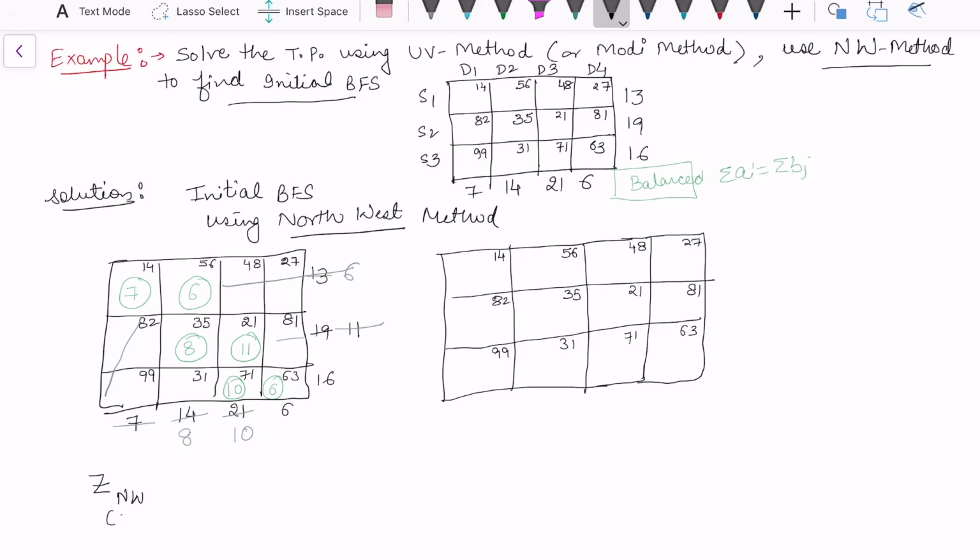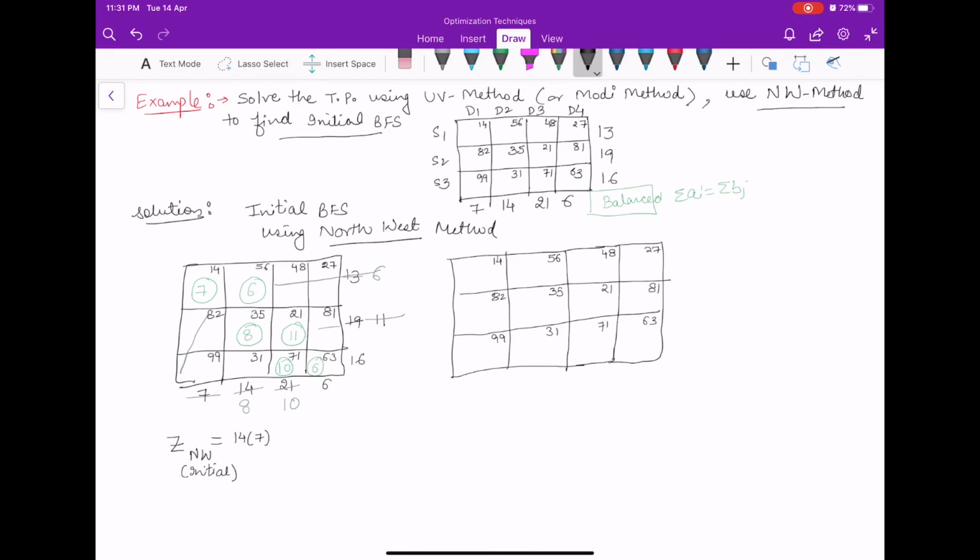Okay, so this is initial. We cannot say it is optimal until we have applied the UV method. So Z at initial, when we calculate, will be the quantity times cost of the allocation. I'm going to sum 56 into 6 plus 35 into 8 plus 21 into 11 plus 71 into 10 plus 63 into 6, and this quantity is 1913. But we have seen in the same question through Vogel's approximation method that the optimal solution comes at 1235. So here you can see at the first stage that Z is 1913.